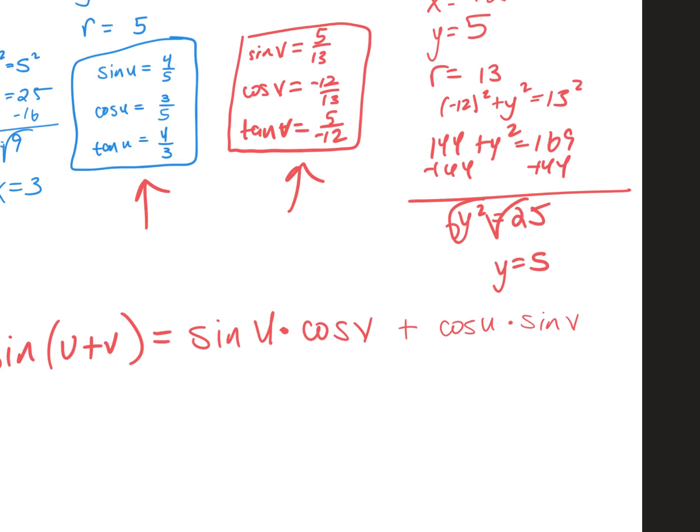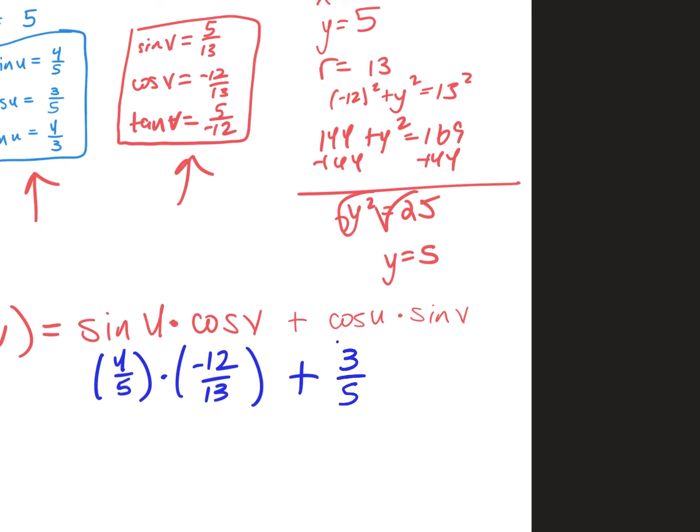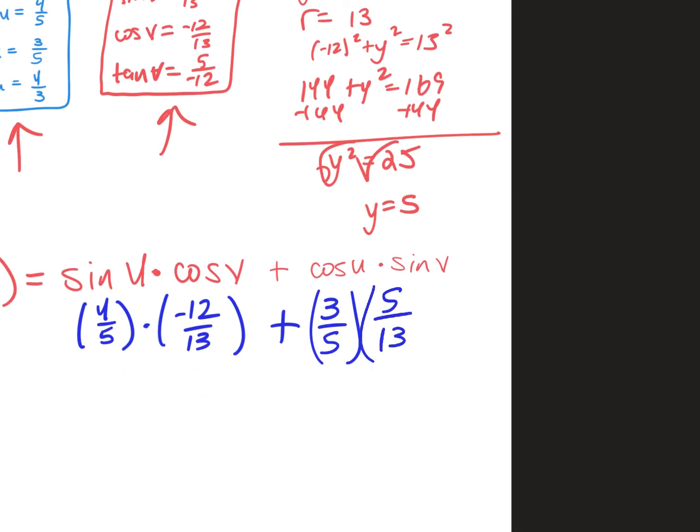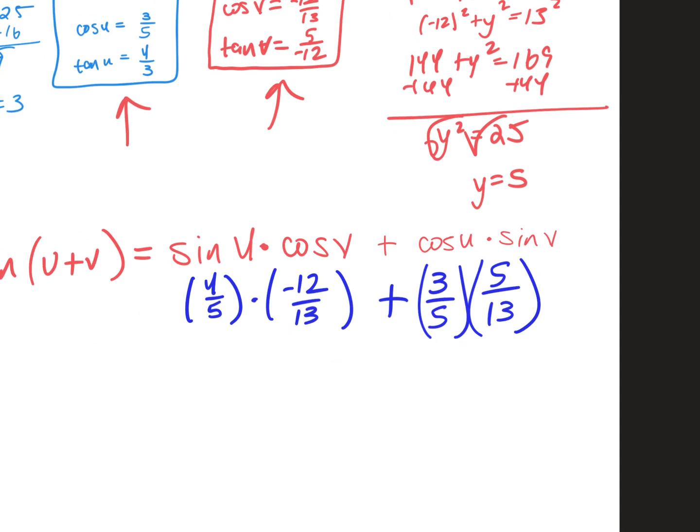Sine u is what? 4/5. Perfect. Cosine v. -12/13. Good. Plus cosine u, 3/5, times the sine of v, 5/13. Now something will happen every single time if you do this correctly. What do you notice about the denominators of the first 2 and the denominators of the second 2? They're always going to be the same. If you get it to where it's not, then that should be a little like, whoops, I made a mistake. And that's okay. You just go back and fix it.